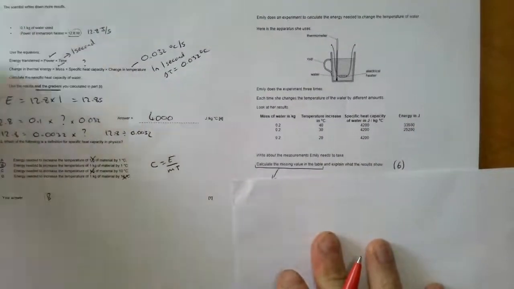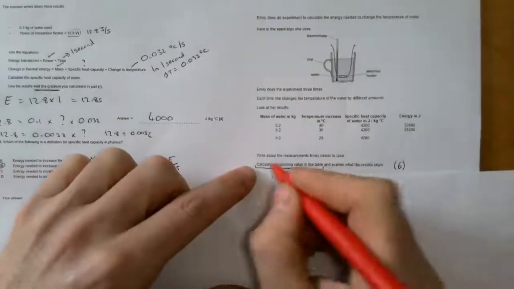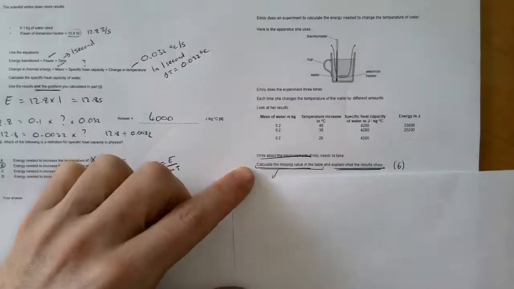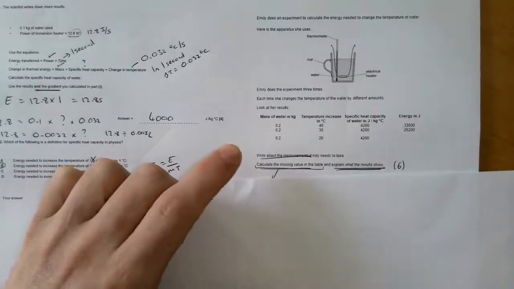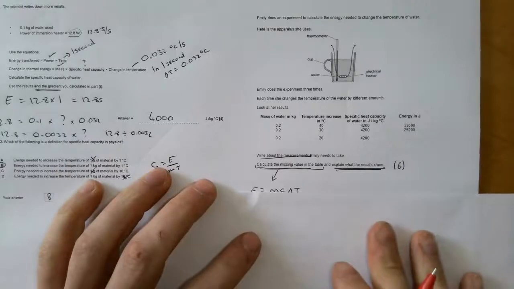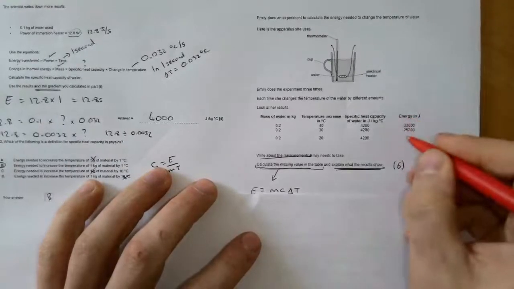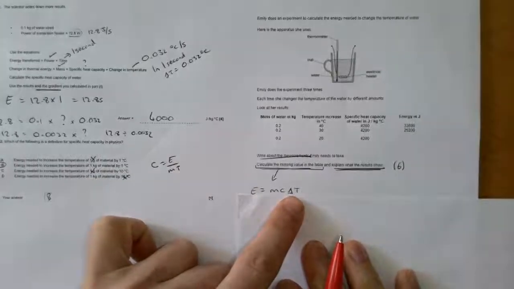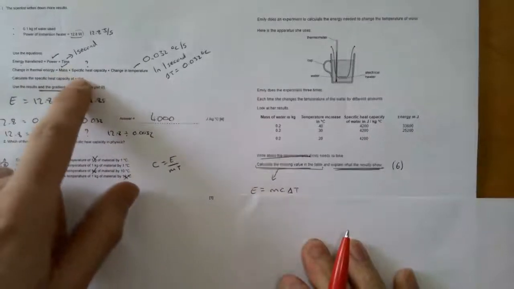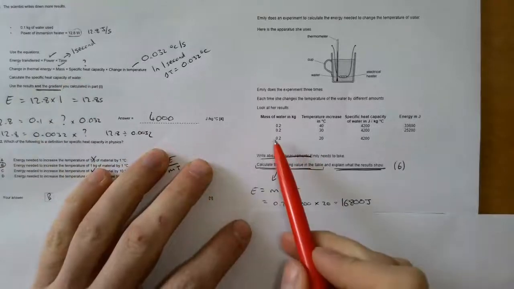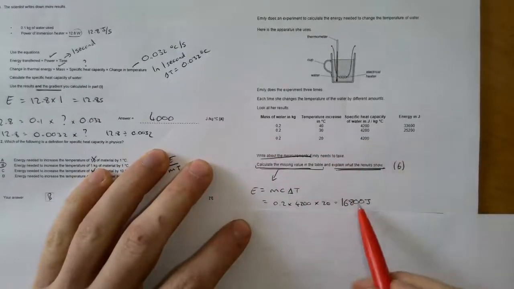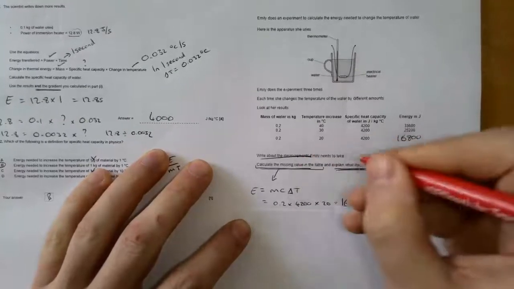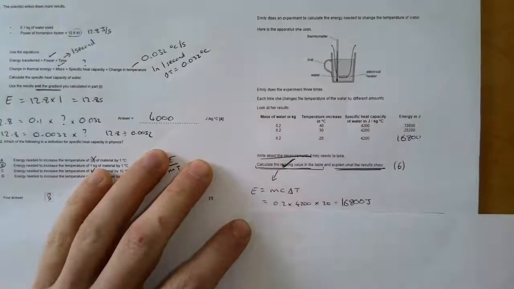Okay, finally the 6th marker. So we need to do 3 things. We've got to write about the measurements, we've got to calculate the missing value, and explain what the results show. So in questions like this, I'm going to tick everything off when I've done it. So firstly, calculate the missing value in the table. Well, it's energy equals mass times heat capacity times the change in temperature. Same equation from here. So put in our numbers, we know what the mass is, temperature, heat capacity, and we got our value here, 16,800. So I'm going to tick that one off.